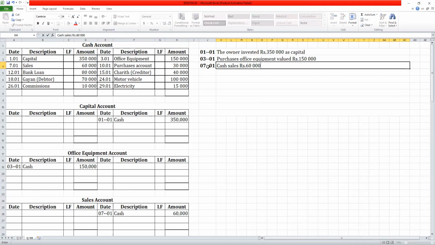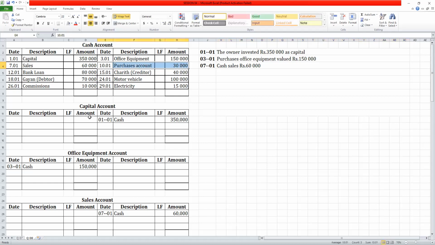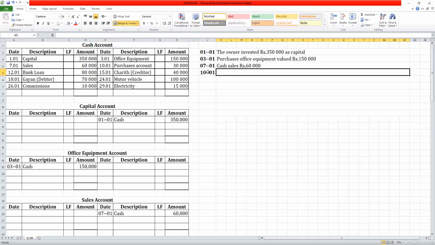Good. The next date is 10th January. Purchases account debit, cash credit. What is this transaction? 10th January. Can't you guess?